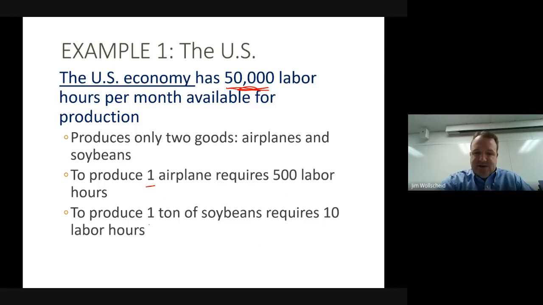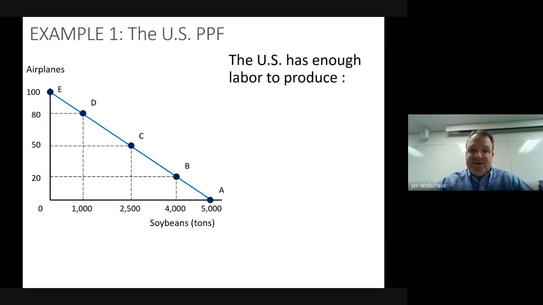And we have two goods, airplane and soybeans. So for an airplane, what we're going to need is 500 labor hours to produce it. To produce soybeans, we're going to need 10 labor hours. So with this information, what we can do is we can plot out the US PPF.